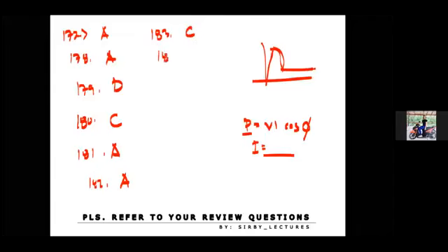Number 184. When an electric motor is rated 10 HP and above, it is to be operated at what source? Okay, so this should be operated using a 3-phase source, letter D.